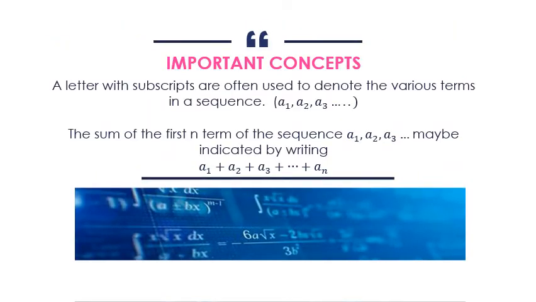So here are important concepts we need to learn about sequences. A letter with a subscript is often used to denote the various terms in a sequence, such as a sub 1, a sub 2, a sub 3, and so on. The sum of the first n terms of the sequence may be indicated by writing a sub 1 plus a sub 2 plus a sub 3 plus, until we have a sub n.